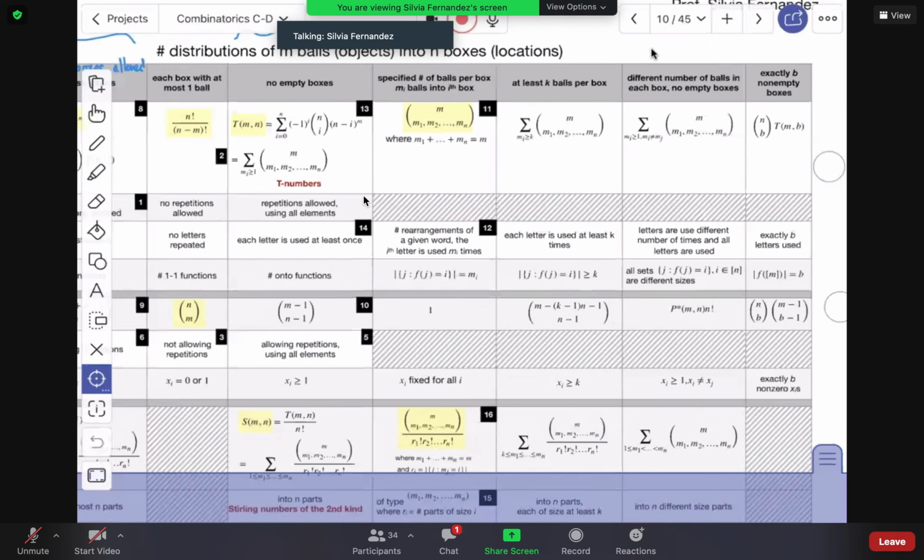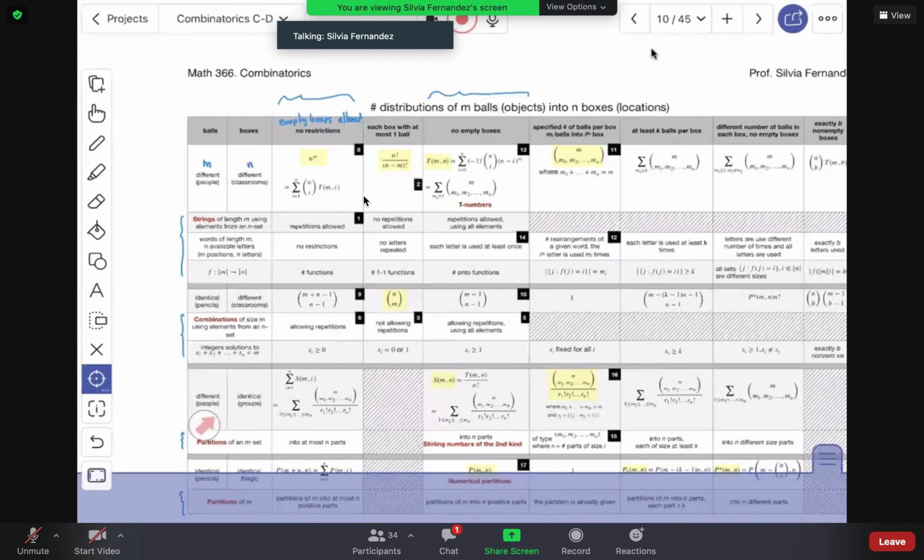If you look at this side, here we have different balls, which you can think for some of the problems as people going into groups. Different people going into groups that don't go in a specific location or anything. It's just a group. So identical boxes. So different balls into identical boxes, and I have different number of balls in each box.